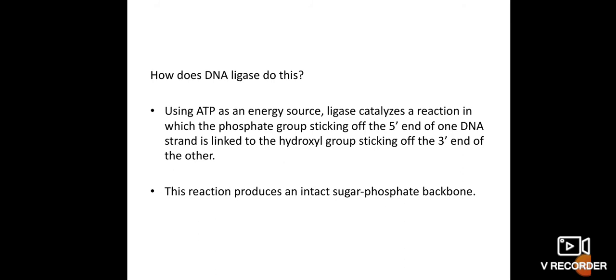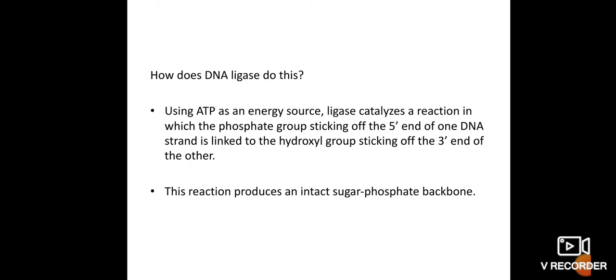How does DNA ligase do this? It does it by using ATP as an energy source. Ligase catalyzes a reaction in which the phosphate group sticking off the 5' end of one DNA strand, the phosphate group which is overhanging, is linked to the hydroxyl group sticking off the 3' end of the other. So this is how it joins. This reaction produces an intact sugar phosphate backbone.